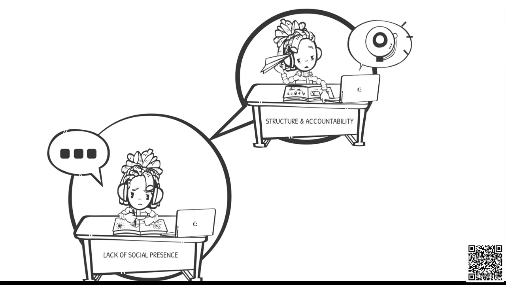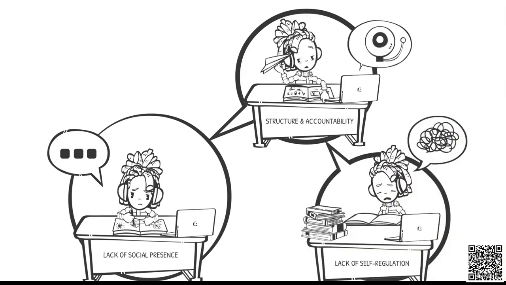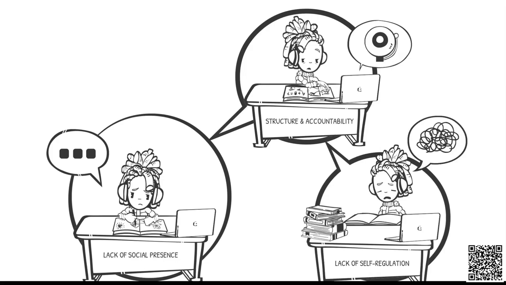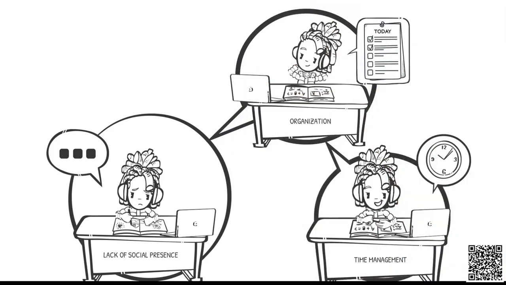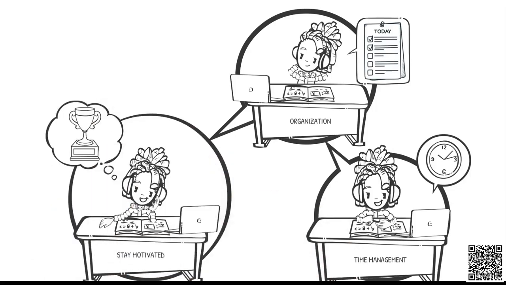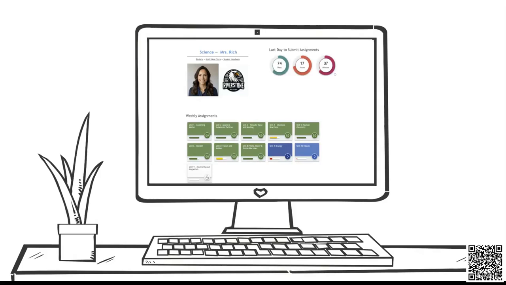Exactly. And that leads to the third challenge. A lot of students just haven't developed self-regulated learning skills yet. What kind of skills? For example, time management, organization, knowing how to stay motivated when you're on your own. Right. It's a lot to ask. So those are some pretty big hurdles. Is Delphinium trying to address all of these at the same time? Yeah, by designing the learning environment to encourage certain actions and behaviors.